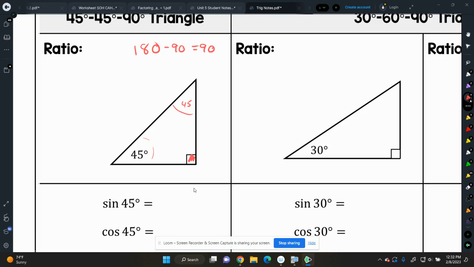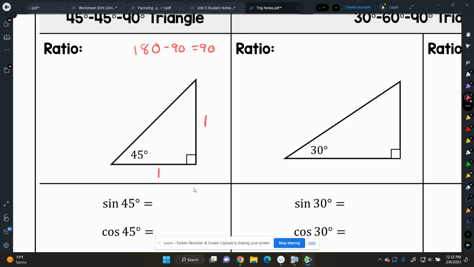The ratio of the sides of the triangle will stay the same regardless of the actual length. The ratio will stay the same. And the ratio is expressed in different ways depending on what books you're looking at. But for me, I'm going to make the legs have a value of 1. The legs are the two sides that are not the hypotenuse.